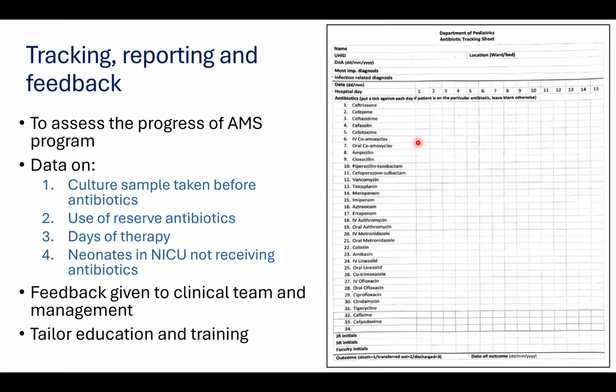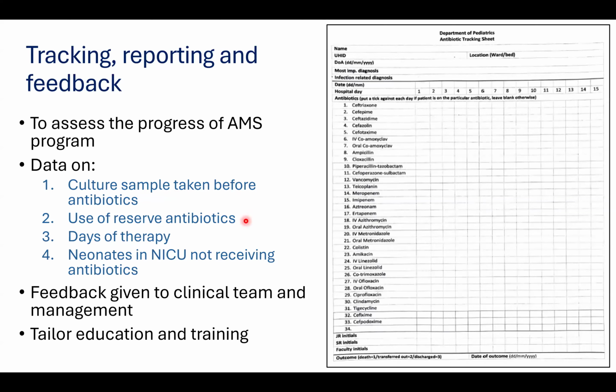Will not go into the details, but for example, some are days of therapy or length of therapy. So how many days the baby received antibiotics, how many antibiotics did the baby receive cumulatively, what was the dose, and then you can have data on these things. For example, how many babies had the culture sample taken before starting antibiotics, which is a major component, because unless you send cultures before antibiotics, you will not get reliable cultures. So you'll not be able to modify or optimize your antibiotic therapy after 48 hours.